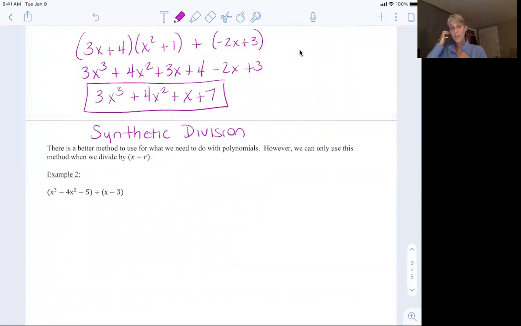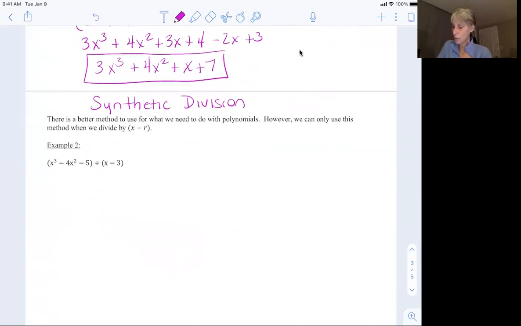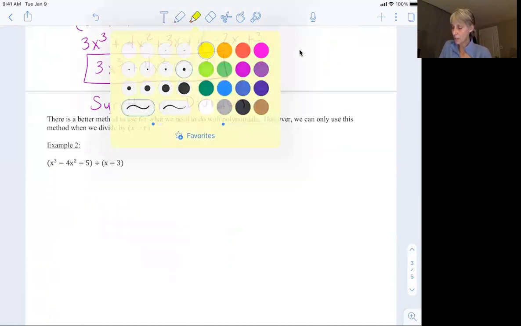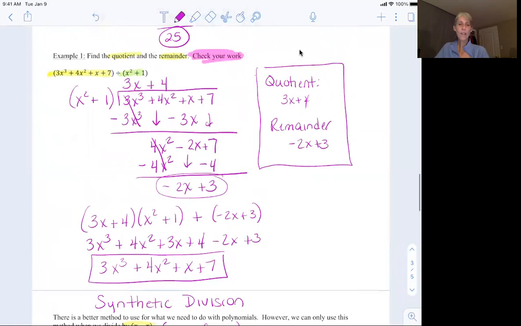With synthetic division, we're going to do the same thing and get the same result, but we're just going to do it a little bit quicker. The only downfall is that with synthetic division, you can only divide by what we call a linear factor, meaning x has to be to the first power. I could not have used it for this example.